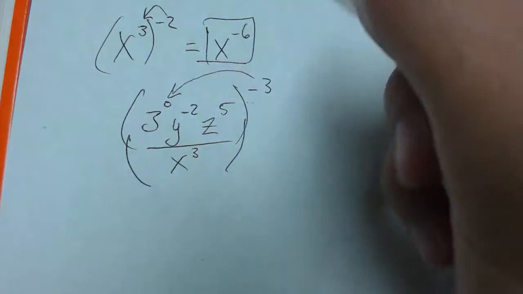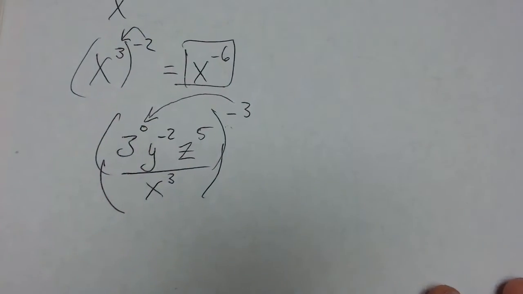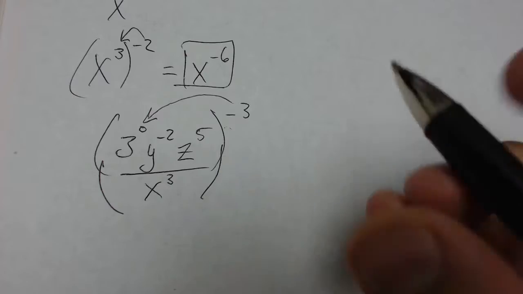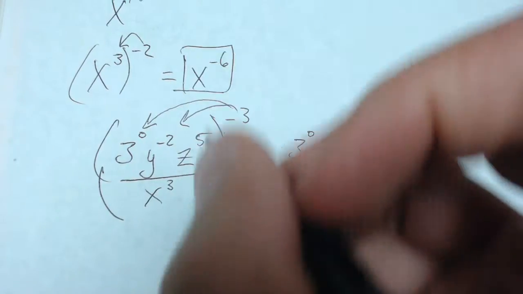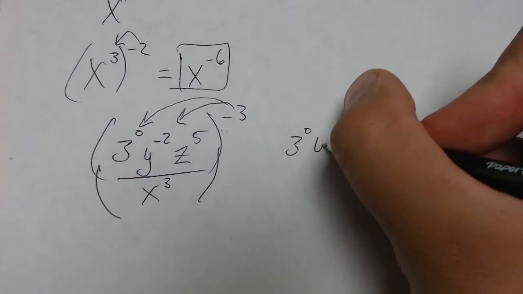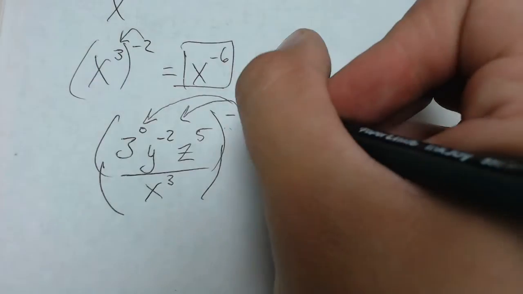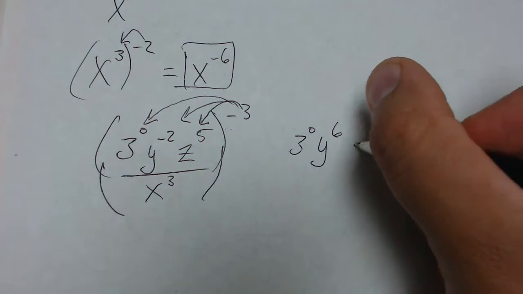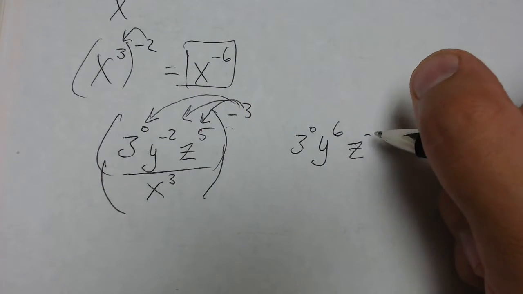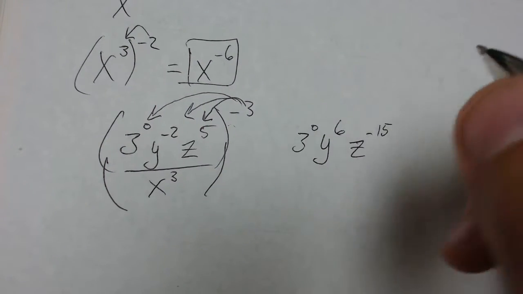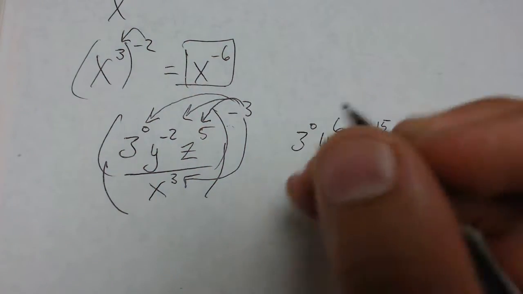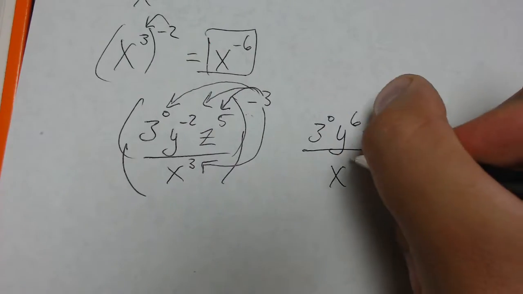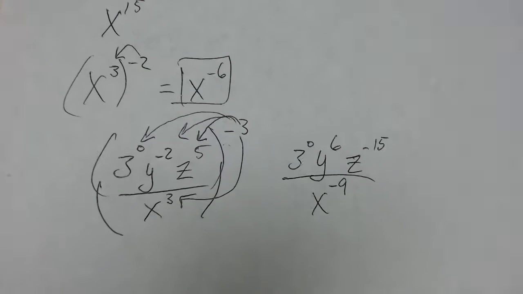-3 times 0 is still going to be 0. So we still have 3 to the power of 0. -3 times -2 gives me a positive 6, so I have y to the power of 6. -3 times 5 gives me z to the power of -15. And then in the denominator, x to the 3 times -3 gives me x to the power of -9.